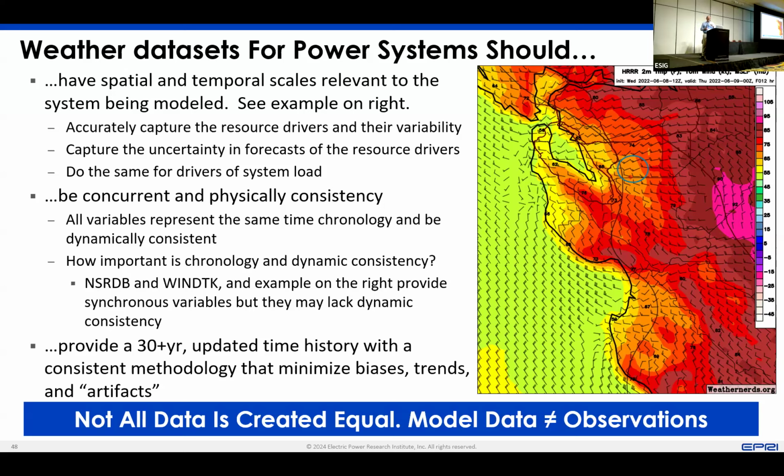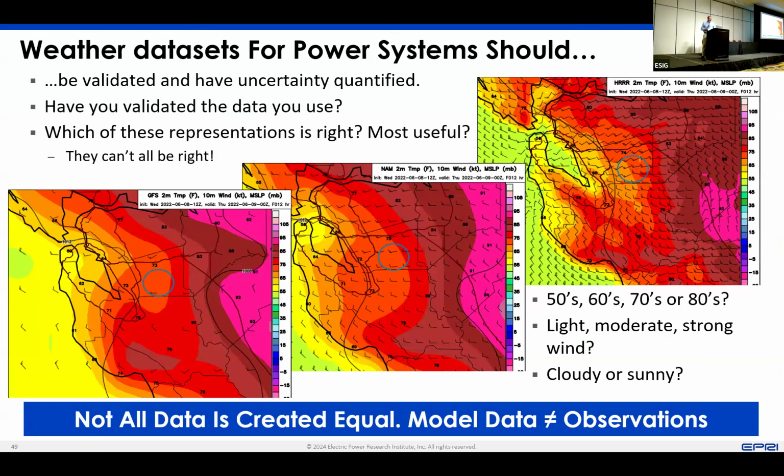So I wanted to really make it key that model space is not the same as observations. You need to understand these differences when you're using it, because otherwise you've got a garbage in, garbage out situation. So I posed some of these questions here. You have 50s, 60s, or 70s. Which one's right? You have light, moderate, or strong wind in the Altamont area. Which one's right? Is it cloudy or is it sunny in the Bay Area? These are all questions we need to answer before we use this data, and we shouldn't necessarily assume that the high resolution data is the best, because it isn't always.